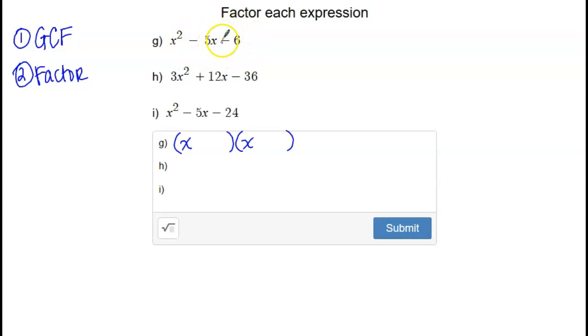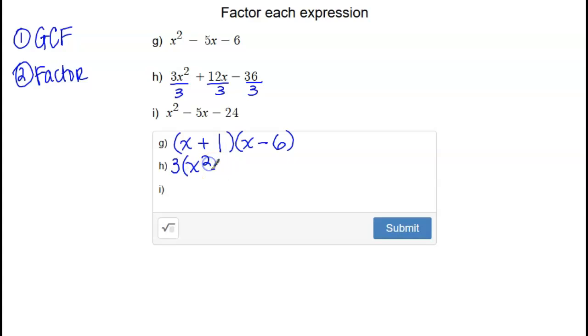So the only way that I can get a negative when I'm multiplying is by having 1 positive and 1 negative. And so now I need factors of 6 that add to negative 5. So that would be a negative 6 and a positive 1. For h, again, we're going to look for a GCF first. So divisible by 3, divisible by 3, divisible by 3. So the GCF is 3. So we're going to divide everything up here by 3.